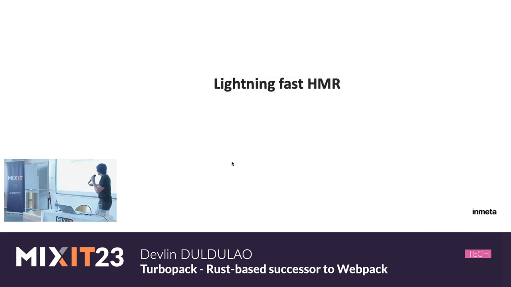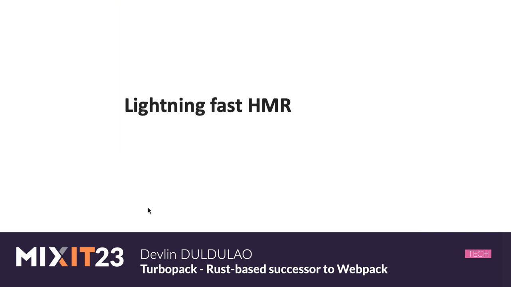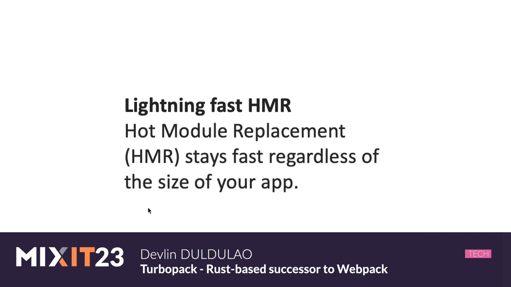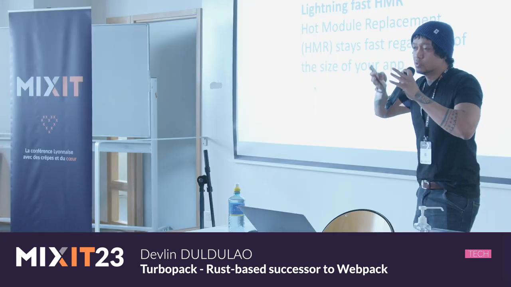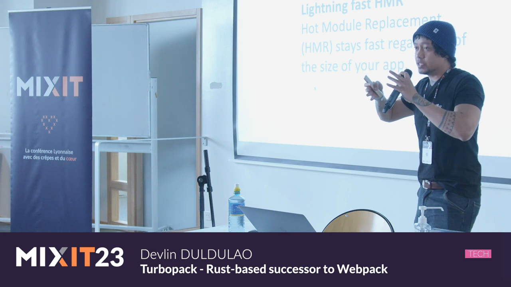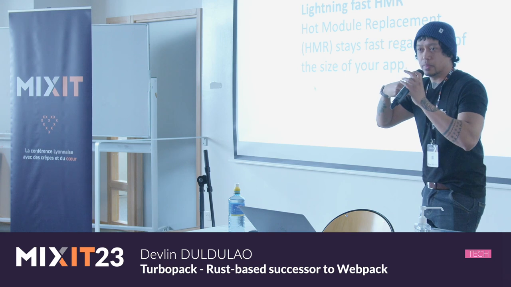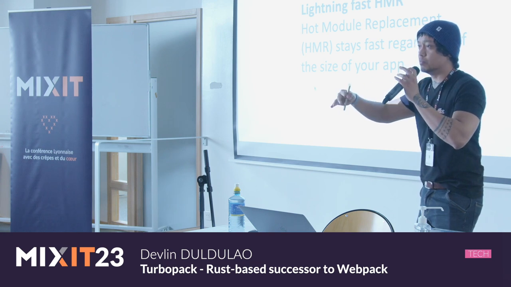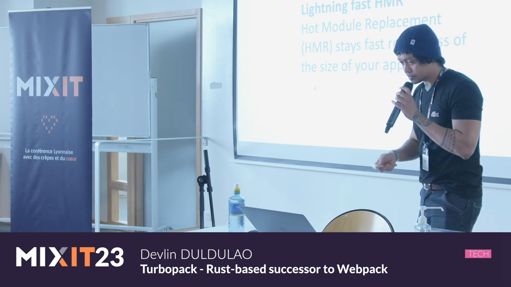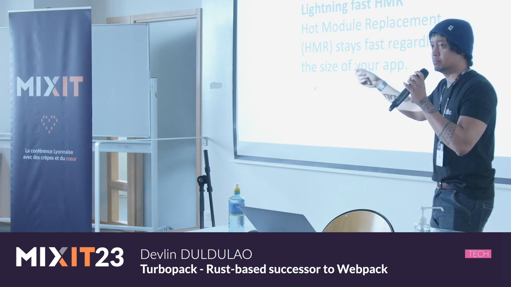Another one, lightning fast HMR, which is very important for our productivity as developers when writing code. So faster HMR than Webpack, no matter how big the app is. So this is O of one in time complexity, meaning it doesn't matter if the code is scaling up. The time that you'll see your changes in HMR is still the same. It doesn't matter if you have 5,000, 10,000 modules in your React application. It's still fast, a few seconds.